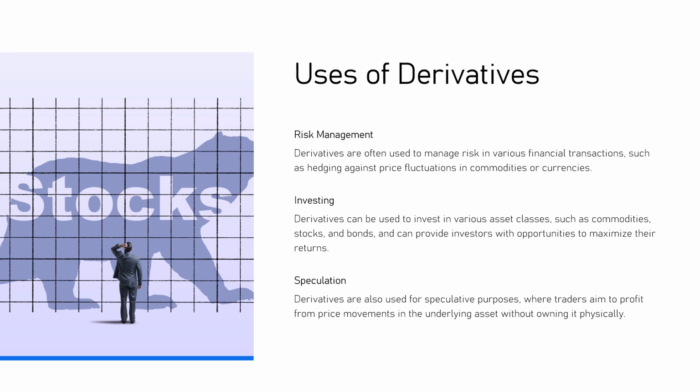Use of derivatives. Risk management. Derivatives are often used to manage risk in various financial transactions, such as hedging against price fluctuations in commodities or currencies. Investing. Derivatives can be used to invest in various asset classes, such as commodities, stocks, and bonds.